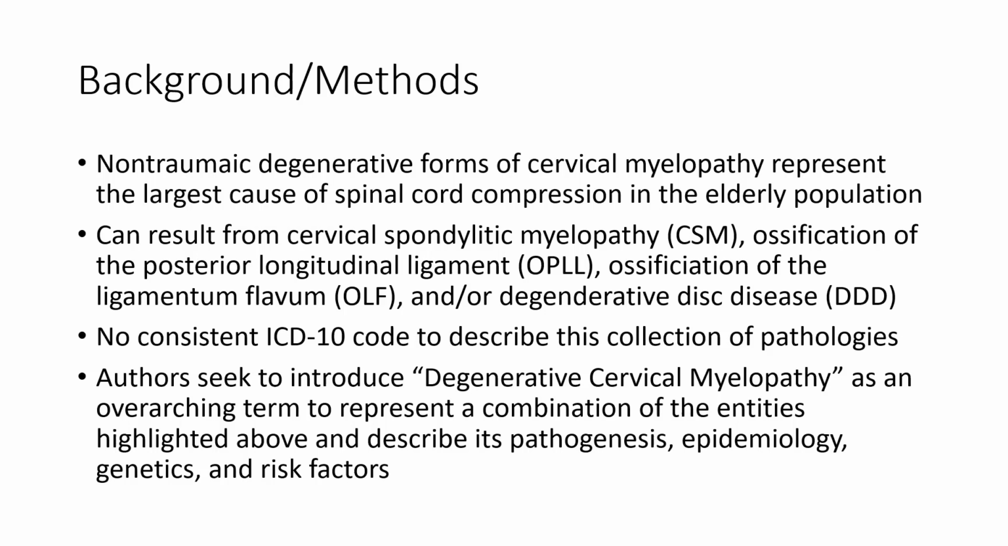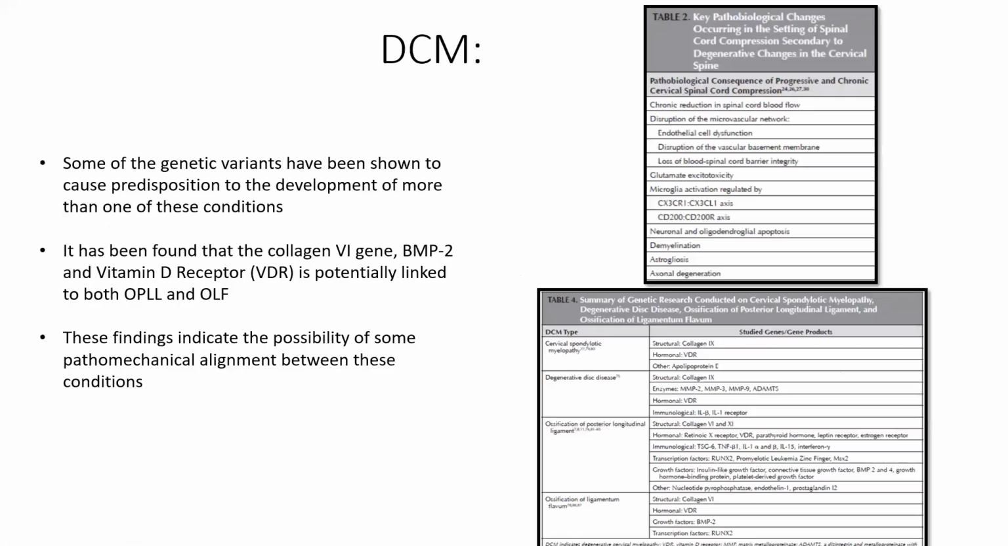So the authors were seeking to introduce the term degenerative cervical myelopathy as an overarching diagnosis to represent the combination of these entities and describe its pathogenesis, epidemiology, genetics, and risk factors. One of the interesting things that they looked at was how this chronic and progressive spinal cord compression causes myelopathy. Some of the things that they identified were interruptions in the blood flow, and some microbiologic things: glutamate excitotoxicity, microglial activation and its regulators, as well as neuronal apoptosis, demyelination, and axonal degeneration.